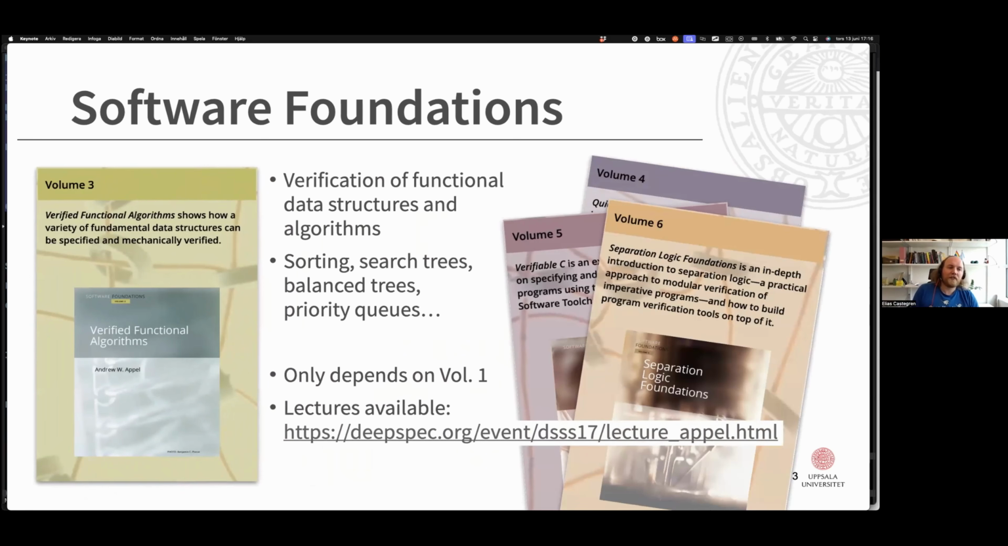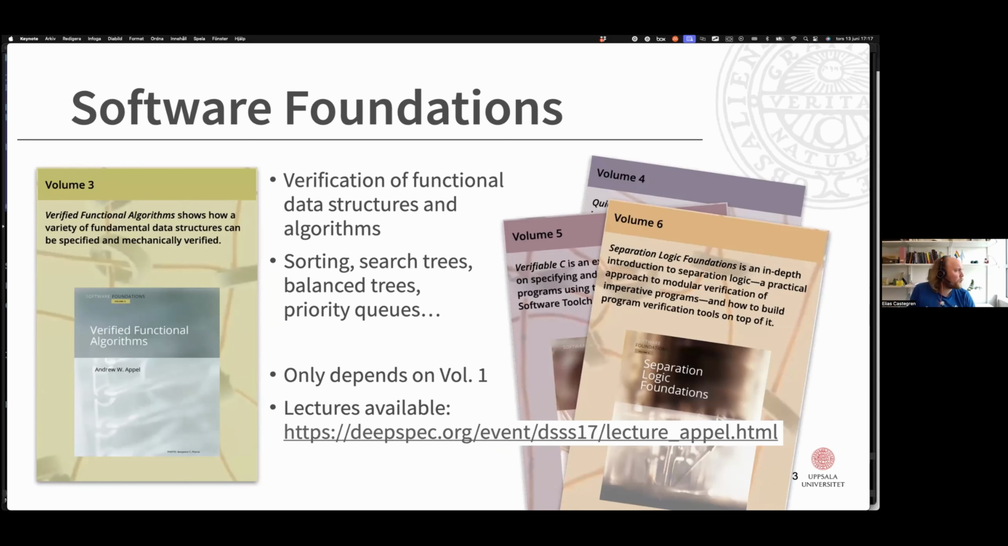Volume 3 is called Verified Functional Algorithms, and as the name suggests, it's about functional programming, implementing functional data structures and algorithms over these and verifying them correct. So you write Coq code that you verify correct, and then you can extract that to OCaml code. Assuming that you trust that the extraction process is correctly implemented, then you get an actual compiled program that you have verified correct, or a library in the case of data structures and so on.